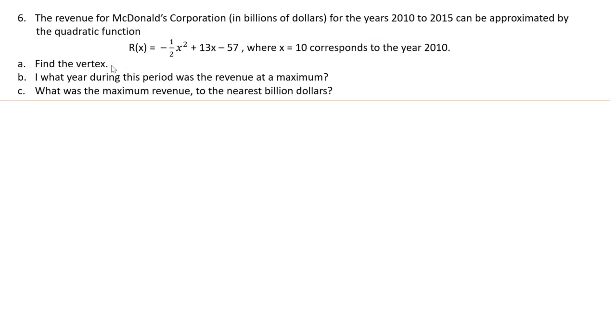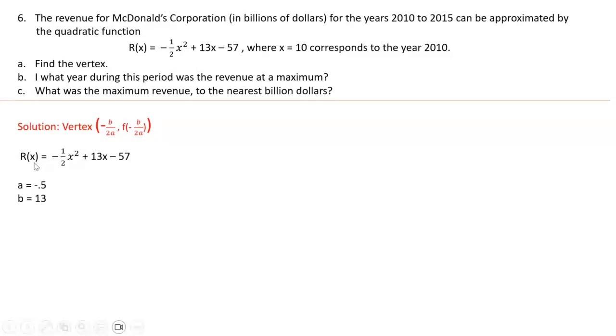For A part, find the vertex. For B part, in what year during this period was the revenue at the maximum? And for C part, what was the maximum revenue to the nearest $1 billion? So guys, once you find the vertex, you also find the answers for B and C. The x part of the vertex will be the answer for B, but in years, and the y part of the vertex will be the answer for C, but in billions of dollars. Okay, let me show you how it's done.